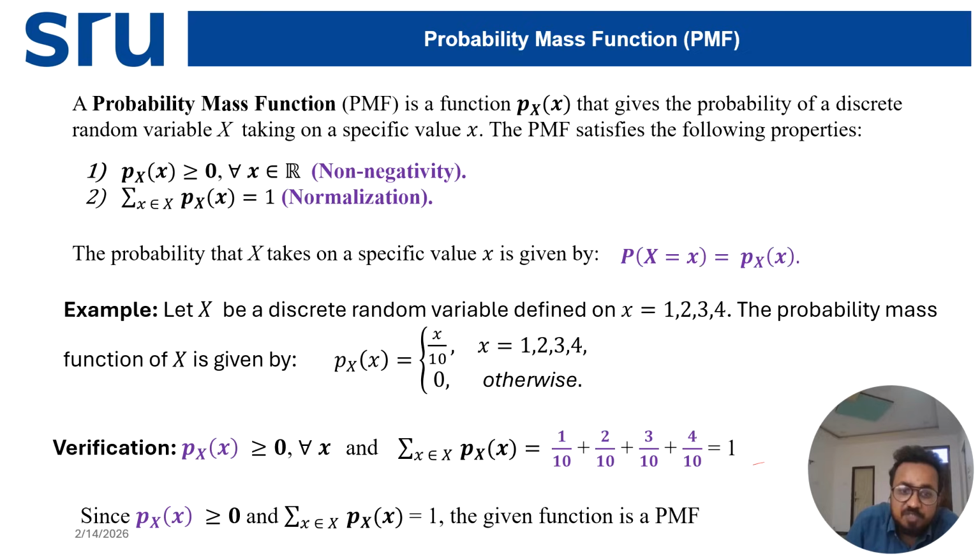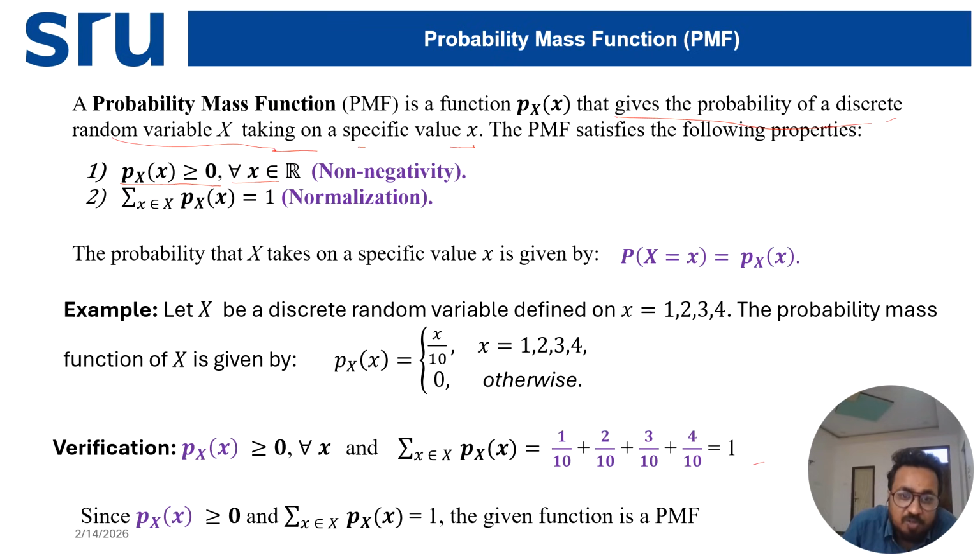What is probability mass function? Probability mass function is a function which gives the probability of a discrete random variable X taking a specific value x, and which satisfies two conditions. The first condition is P of x is greater than or equal to 0 for all x belonging to R.